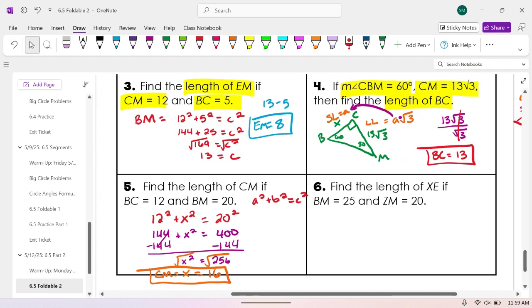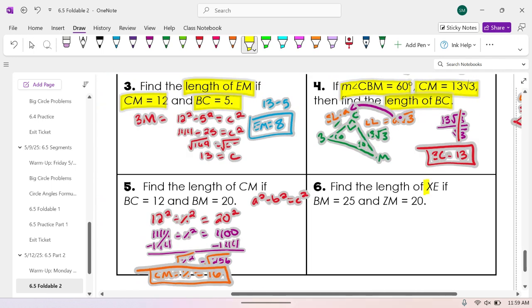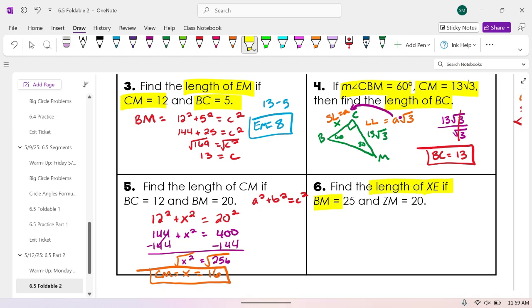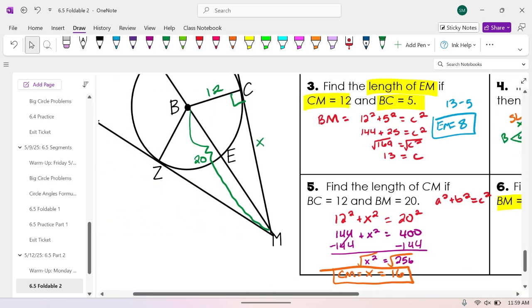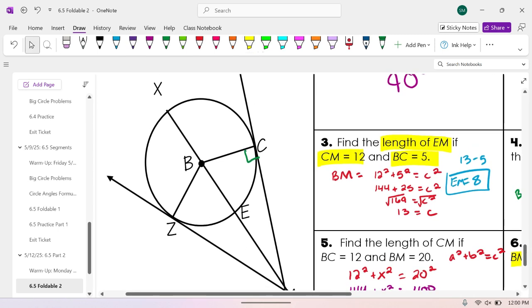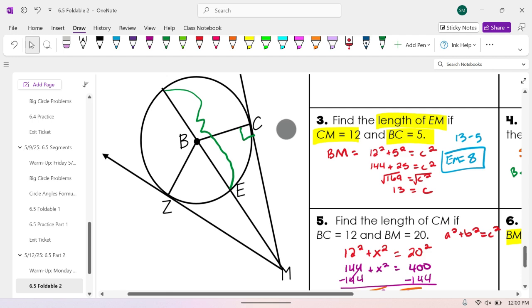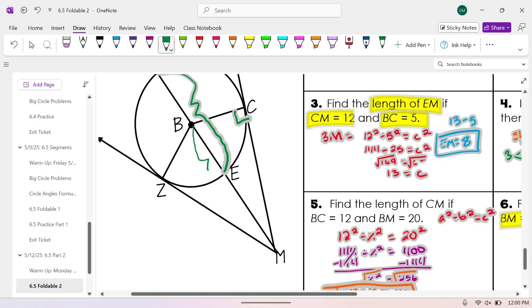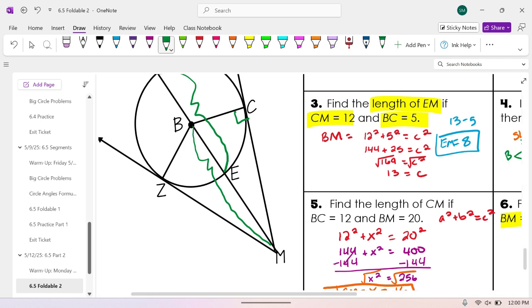All right, last one. So the length of XC, that's what they want us to find. If BM is 25 and ZM is 20. So let's look for a second. So they want the length of XE. So that's right here. If BM is 25 and ZM is 20.